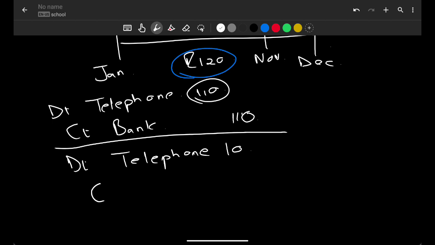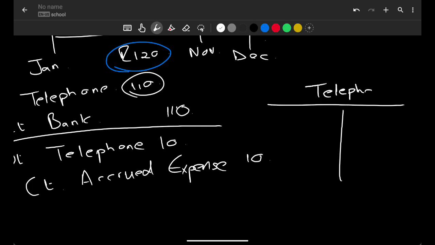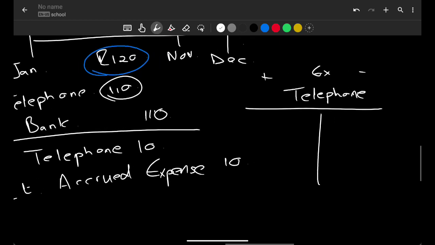But where does it come from? I'm going to credit this liability that I'm creating, accrued expense. I'm going to credit it with the 10 rand. And then look what happens now. If I create the telephone account, telephone is an expense, so it increases on the debit side, decreases on the credit.